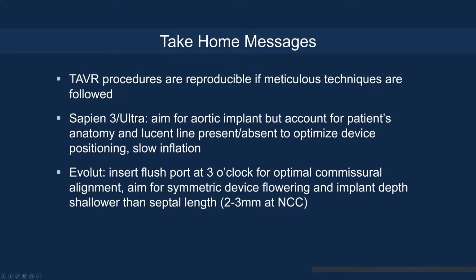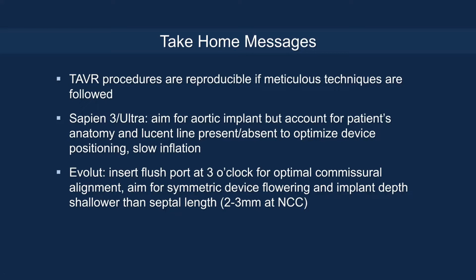So in summary, I would say TAVR procedures are reproducible if meticulous techniques are followed. And you saw some of the standard techniques that we do here. With the Sapien 3 Ultra, you really want to aim for an aortic implant, but account for the patient's anatomy and the Lucent line absent or present to optimize device positioning. And I would go for slow inflation.